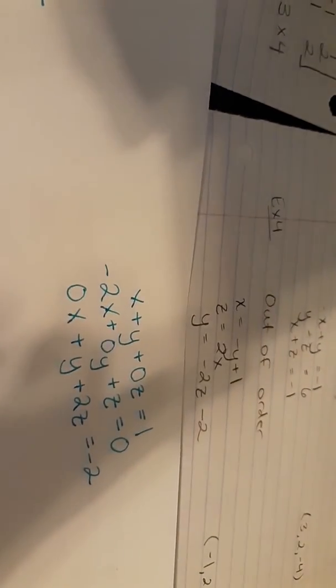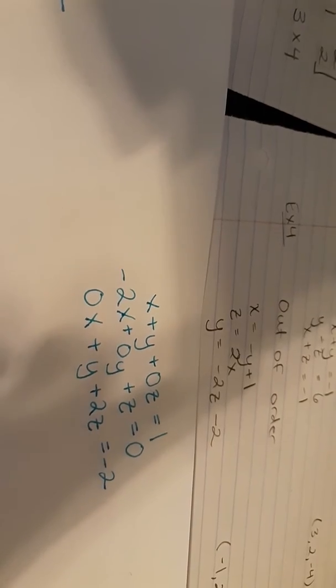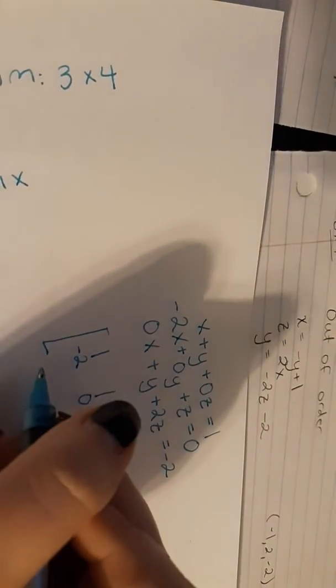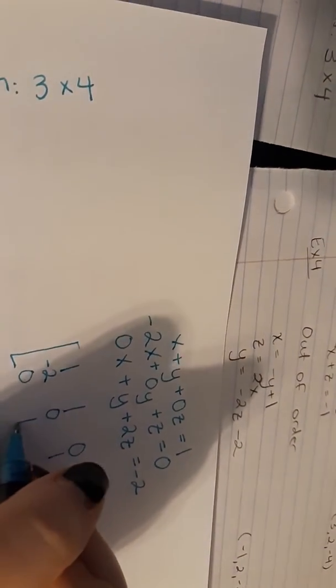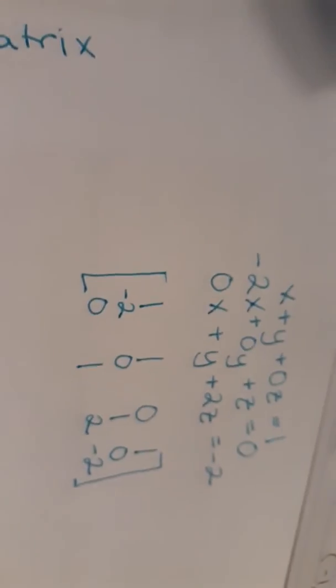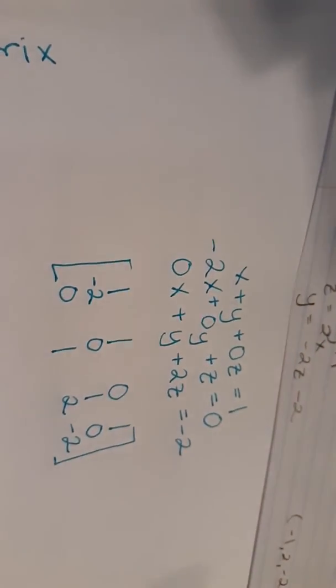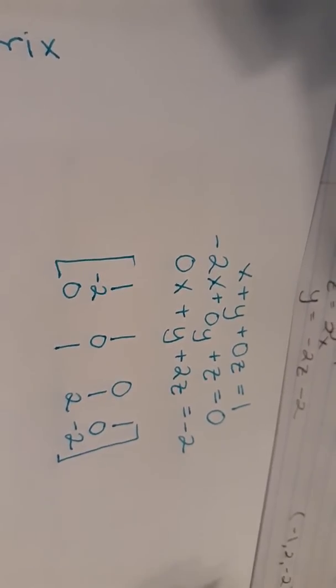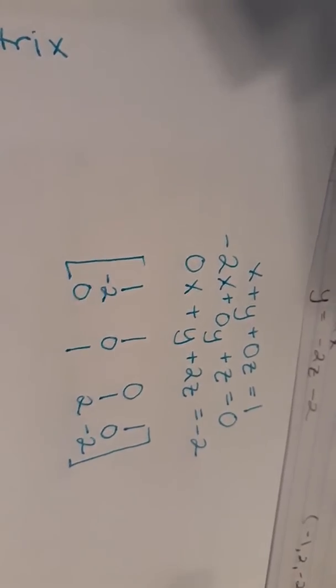So again, it started very out of order. I reorganized it, put in zeros for anything missing, and now it's much easier to get my augmented matrix. 1, 1, 0, 1, -2, 0, 1, 0, and finally 0, 1, 2, -2. So again, out of order, fix the order, put them all in standard form, put zeros where anything was missing, and then translate it into the augmented matrix.